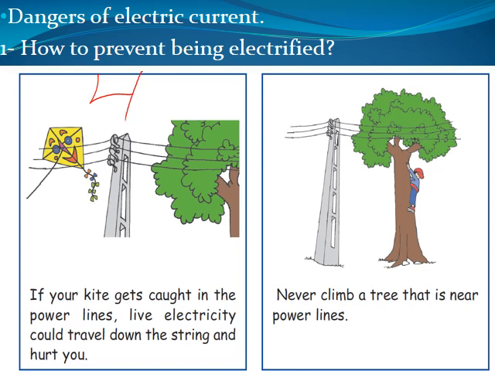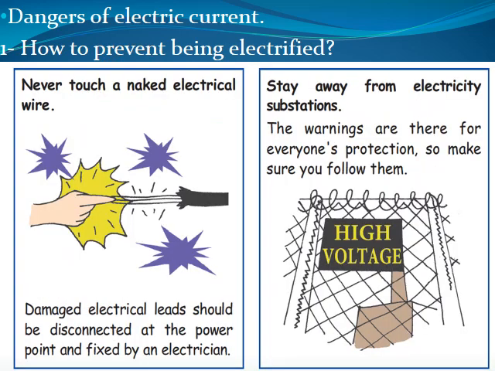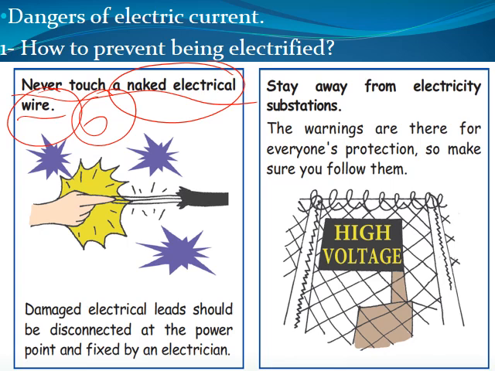Number four, if your kite gets caught in the power lines, live electricity could travel down the string of the kite and it can hurt you. So you have to pay attention to this. Number five, never climb a tree that's near the power lines because you may be in danger. Number six, never touch a naked electrical wire, because damaged electrical leads should be disconnected at the power point and fixed by an electrician. So naked electrical wires should not be touched.